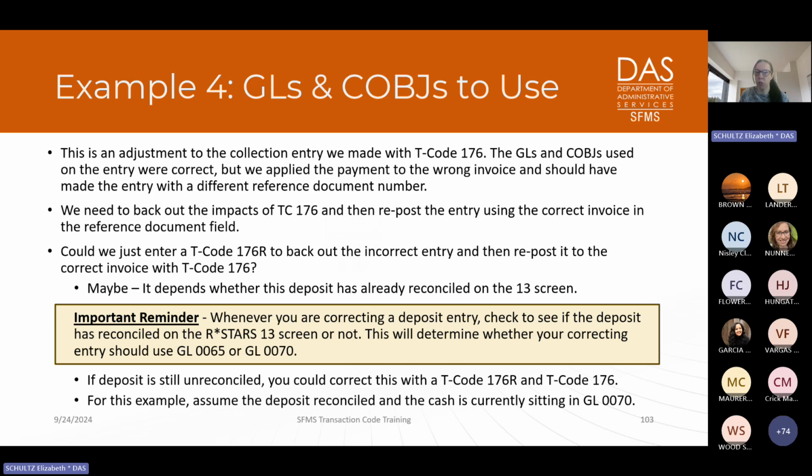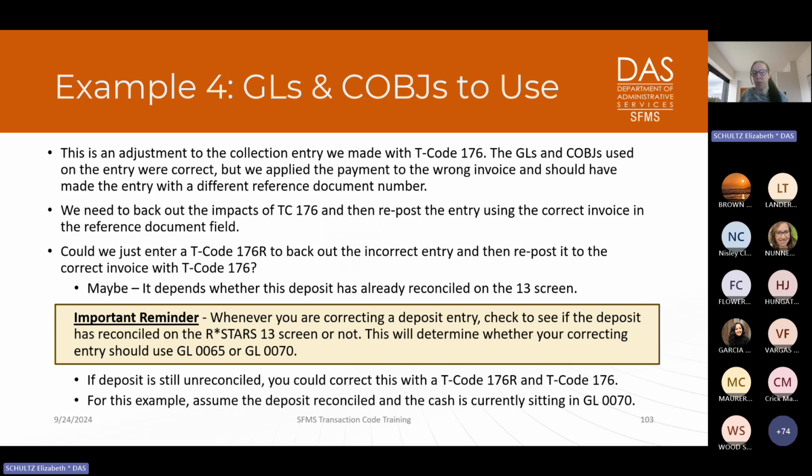So the question is, could we just do a T-code 176R to back it out and then repost it with the correct reference document invoice with T-code 176? And the answer to that is maybe. It really depends whether the deposit has already reconciled on the 13 screen. So if you remember back in the deposit section earlier today, whenever you're correcting a deposit entry, you should check to see if the deposit is already reconciled on the 13 screen, because this will determine whether the correcting entry needs to impact GL 0065 because it's still unreconciled, or GL 0070 because the deposit is already reconciled.